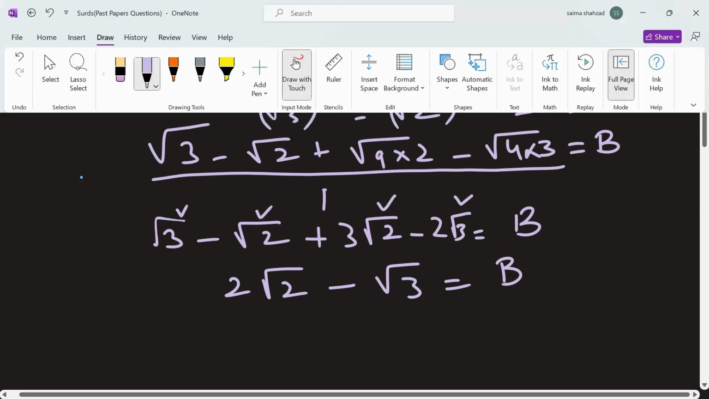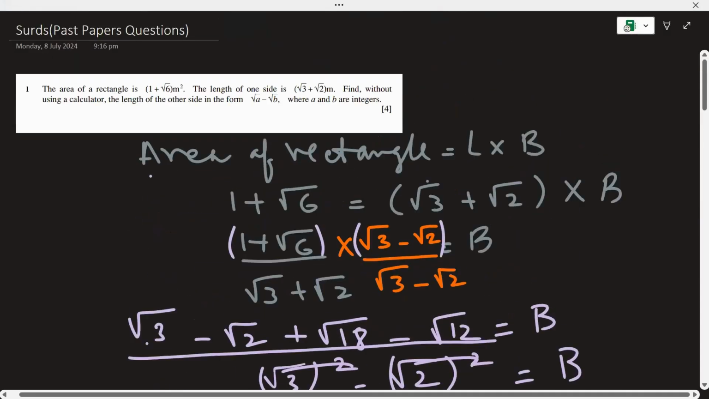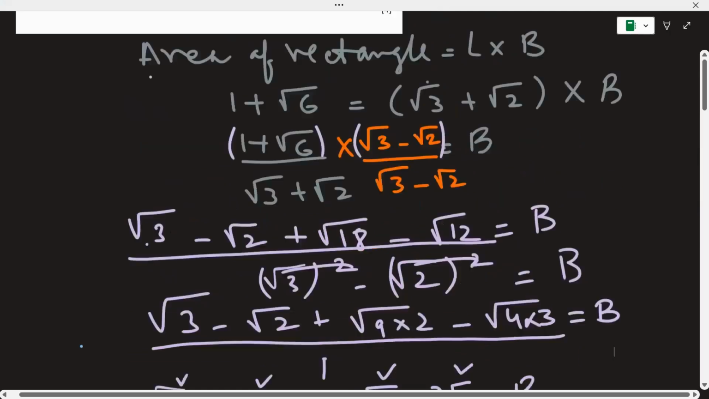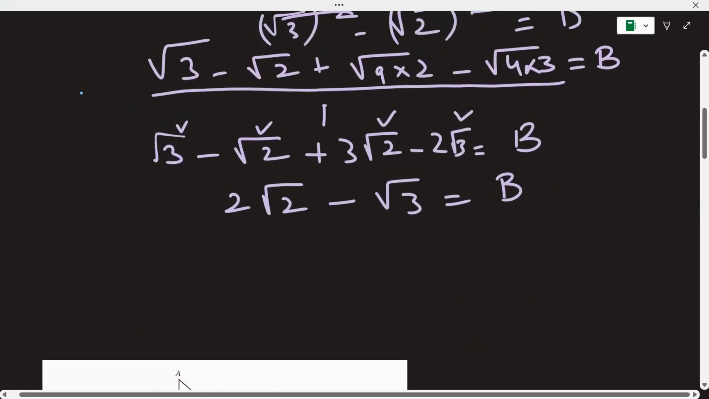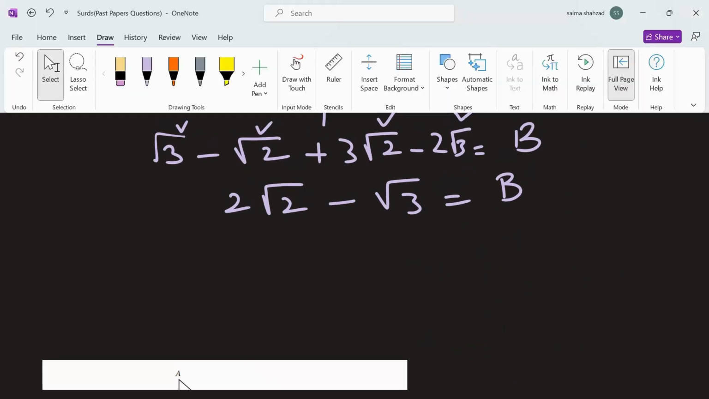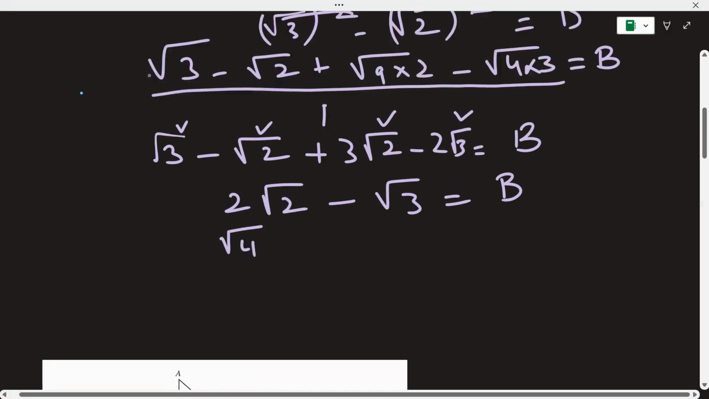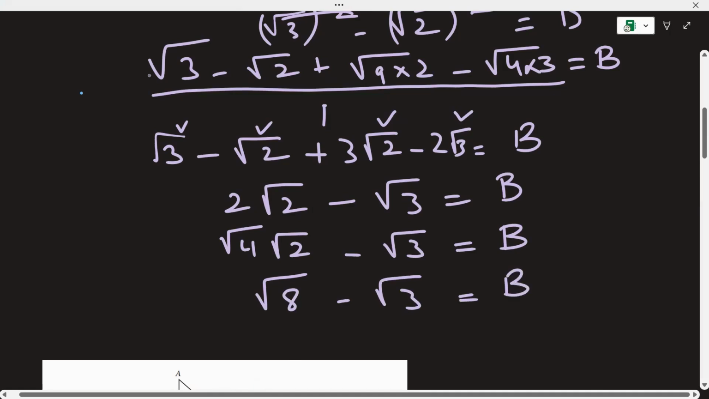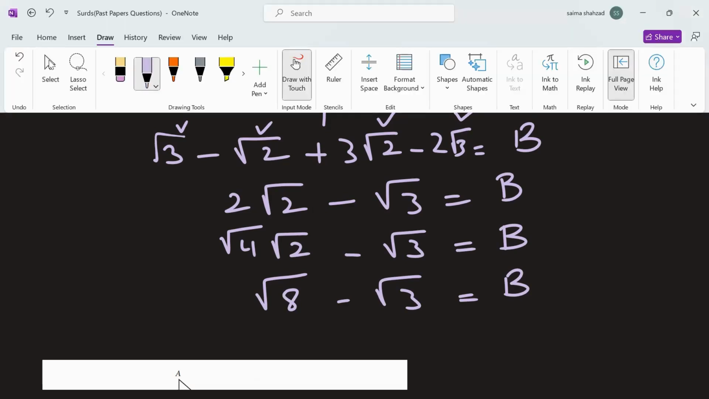In the question, you see it's written that you have to give your answer in the form under root A minus under root B. So under root A minus under root B means you have to remove this 2 from here. And how can you remove 2? You know the square root of 4 is 2. So you can express it like this: under root 4 into under root 2 minus under root 3 is B. So 4 times 2 is under root 8 minus under root 3. So here you see the values of A and B: under root 8 minus under root 3.